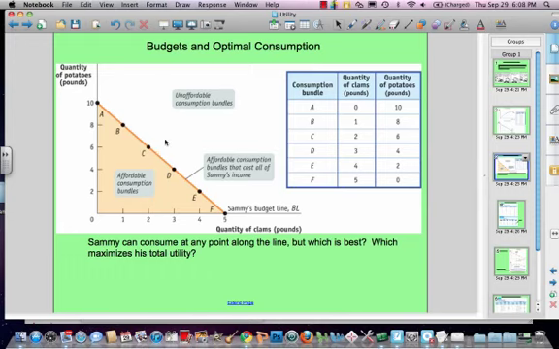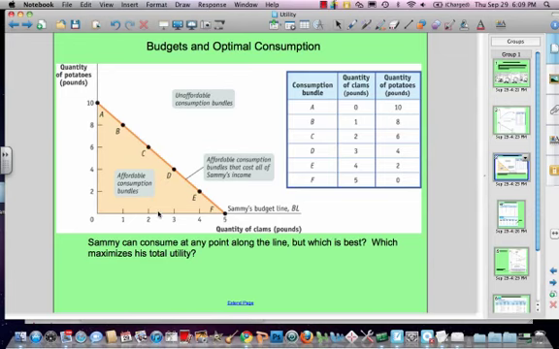So what we've done here is put together what we call a budget line. The example here is Sammy. This is Sammy's budget line. These dots represent all the combinations of clams and potatoes that Sammy can consume. Combinations here maximize his budget and use all of his resources. Inside here, he could consume smaller amounts of each, but he's not maximizing his resource, in this case his income. Out here, unaffordable consumption bundles.